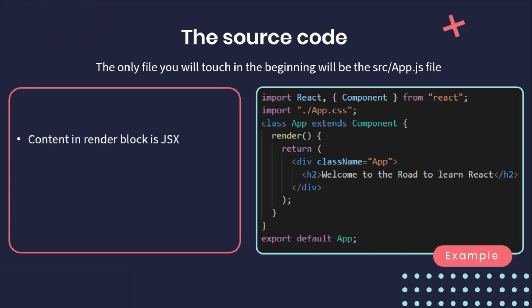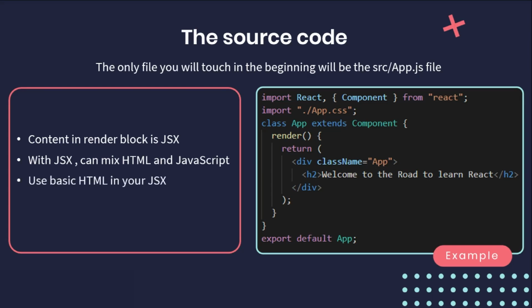The content in the render block looks pretty similar to the HTML, but it's JSX. JSX allows you to mix HTML and JavaScript. It is powerful, yet confusing when you're used to separating your HTML and JavaScript. And that's why a good starting point is to use basic HTML in your JavaScript. In the beginning, remove all the distracting content in the file, and the code will look like this. Now, you only return HTML in your render method without JavaScript.